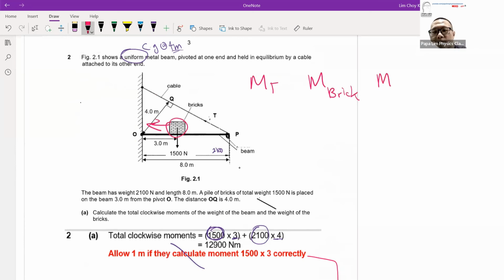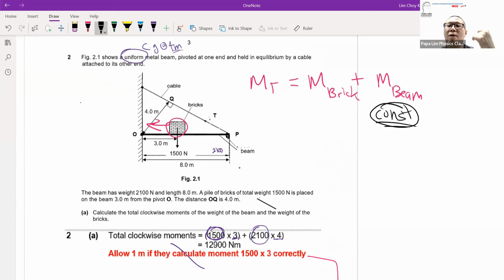And we have the moment due to the beam. Based on the question, they are balanced at the beginning. Now for the beam here, the moment of the beam is constant. No matter what happened to the brick, the moment of the beam is constant because it's the same force and the same distance. It will not change.